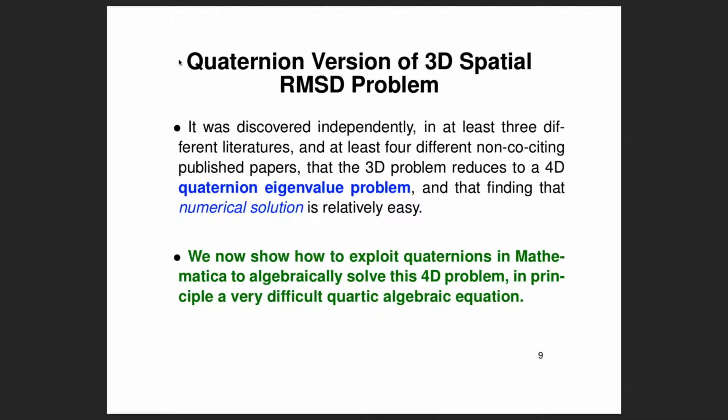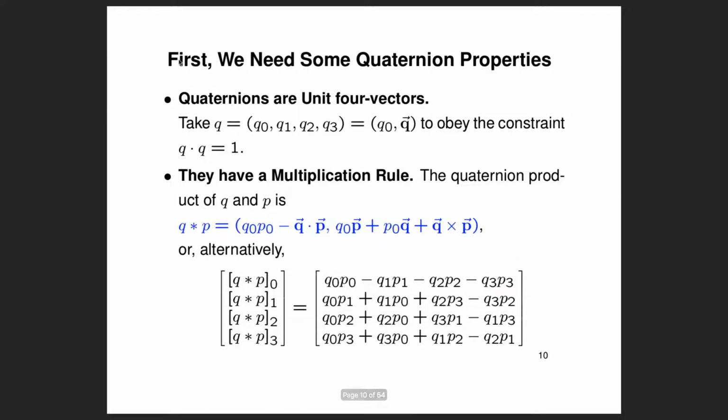What Horn and the other folks did was to change the 3D problem to a 4-dimensional linear algebra problem involving a quaternion eigenvalue. That particular problem is easy to solve by Newton's method, and that is the method that has been used with the quaternion minimization for the last half century. I'm going to show how to exploit quaternions in Mathematica to solve this, what is in principle a very difficult cubic or quartic, depending upon which task I'm doing, algebraic problem. Okay, the problem is clear.